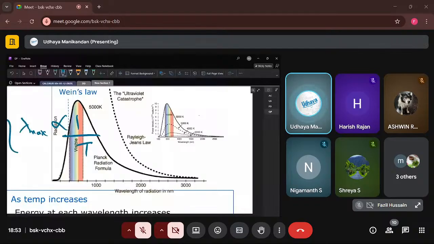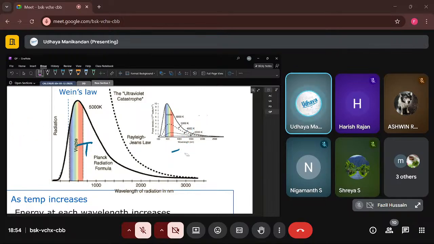Higher the wavelength, lower the temperature, and the other way around as well, right? So this confirms that lambda max times temperature will always be constant. We call this constant Wien's constant. I think it's 2.898 × 10^-3 meter Kelvin. So that's how it was.